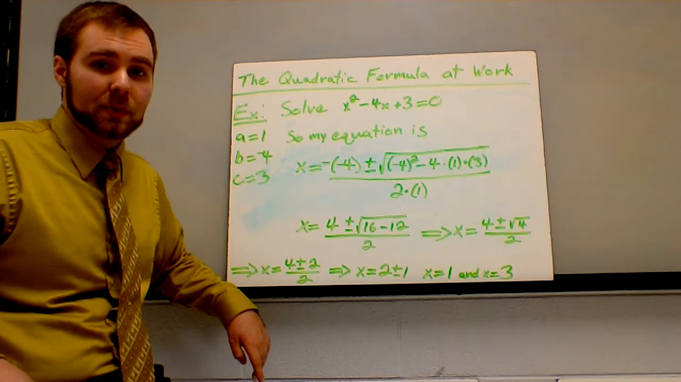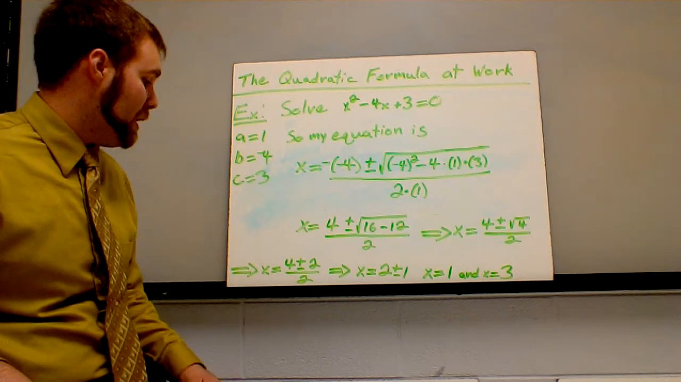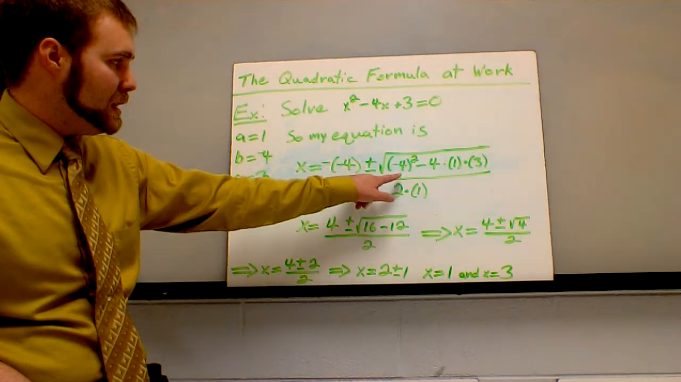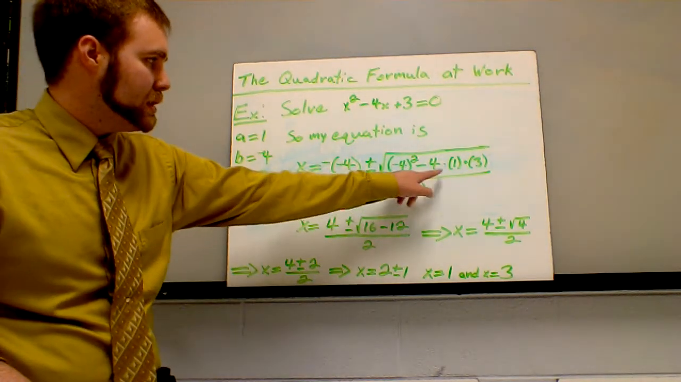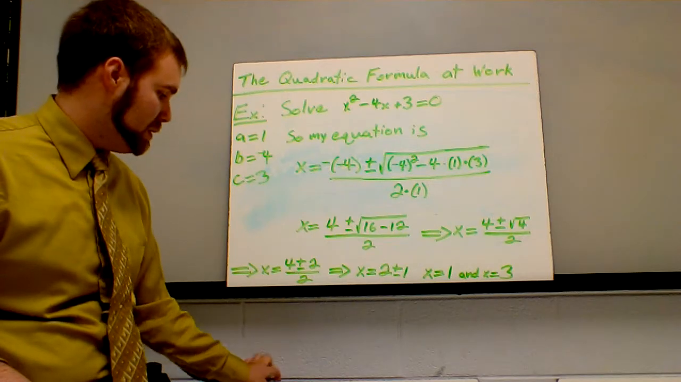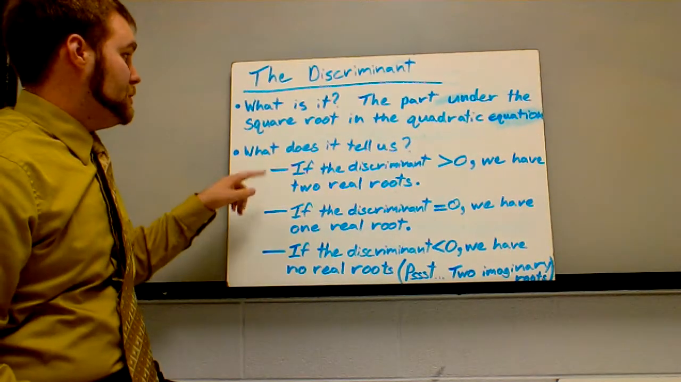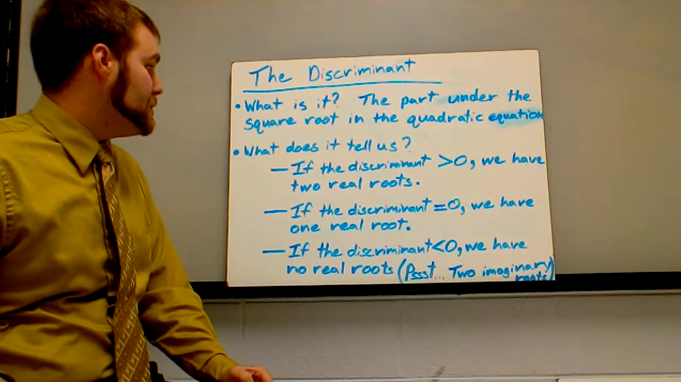So this is a foolproof method. It works, like I said, for everything. And there's an important part we need to talk about. It's what you see here under the square root. It's called the discriminant. So, question is, what is the discriminant? It's just the part under the square root of the equation, like I said.